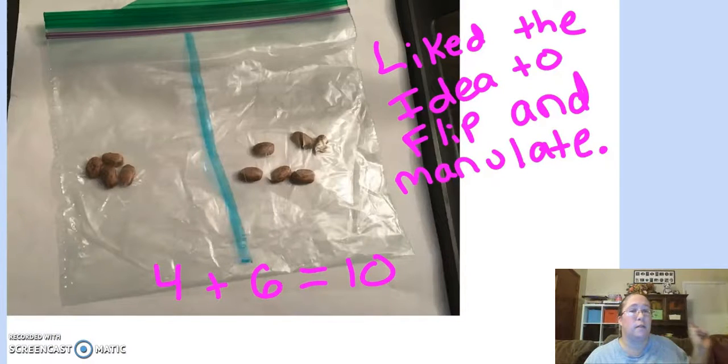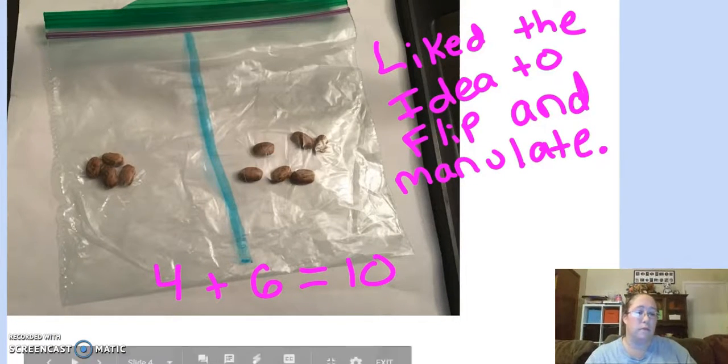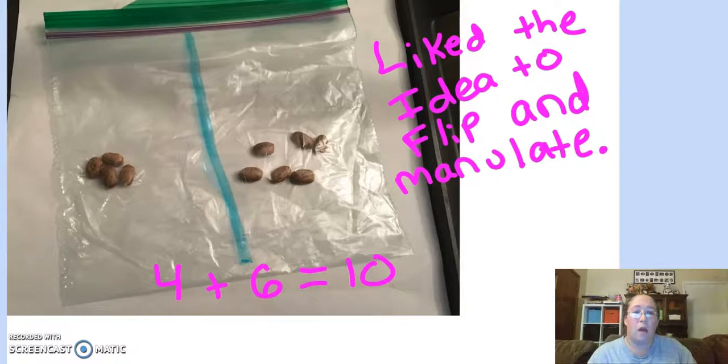With this lesson, what I did is I have beans, and I started on day 1 with just 3 beans in the bag that they gave, and they were able to split it with the lines, and then we had the sentence starter on the board where they did 1 plus 2 equals 3, and we went up from there to 10 with the lines, and I keep giving them the beans.